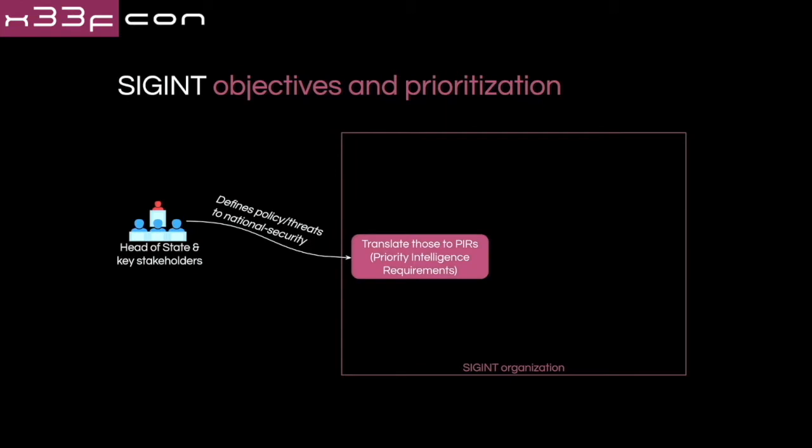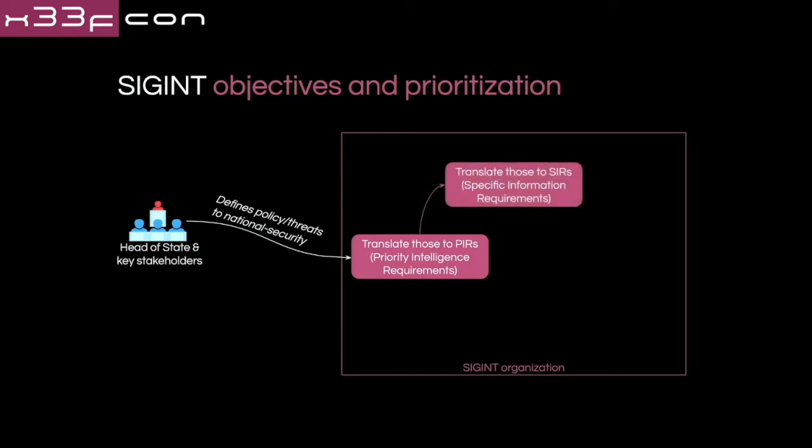What the SIGINT organization is going to do is take those and translate them to PIRs, priority intelligence requirements. For example, for the enemies, it could be we want to know everything about them. For the allies, it could be that we might want to validate one thing or two that they have said, if it's actually true. And for those nations in between, it might be, well, we don't really trust them, so we need to keep an eye on everything they're doing that might have a relation to our goals.